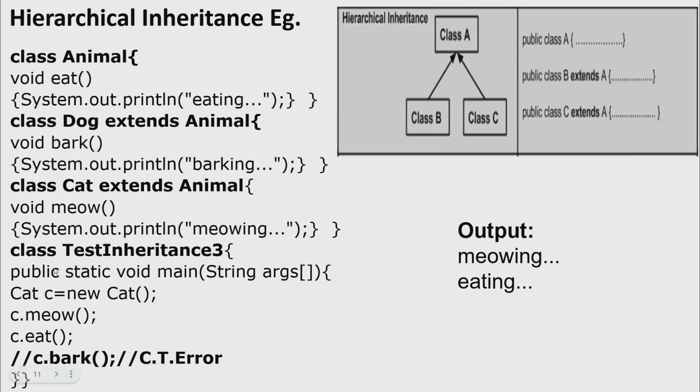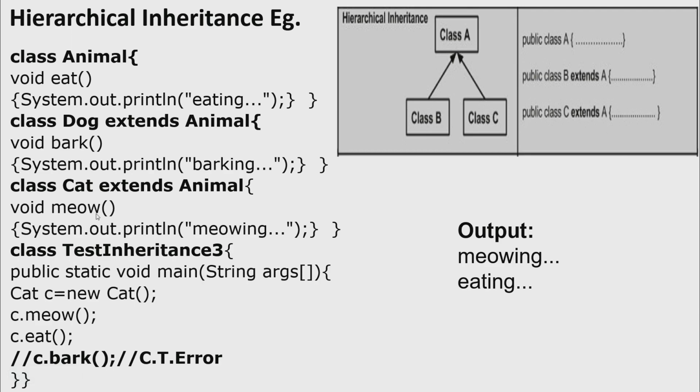The cat class has its own specific implementation called mew. So I have printed mewing here. Class test inheritance 3 is the class which has the main method. In the main method, I have created an object for one of the child classes, called cat.